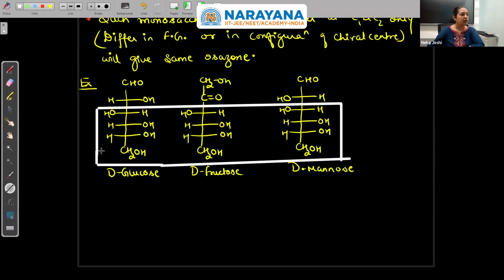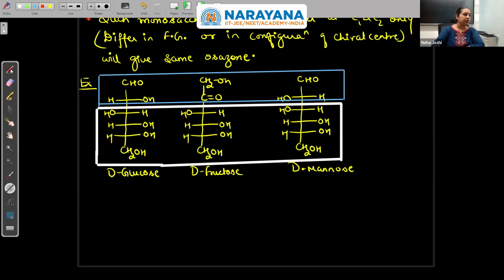It is identical in all the three cases. This part is identical. Left, right, right, left, right, right, left, right, right. Whatever the difference is, it is here only. The entire difference, if we are told, then we'll say the entire difference is in the first two carbons, whether the difference is in the configuration or the difference is in the functional group.